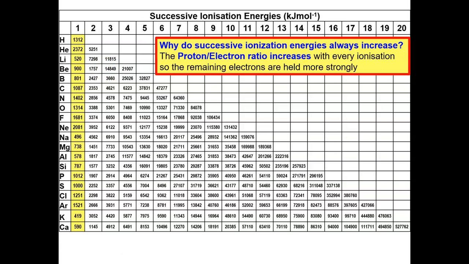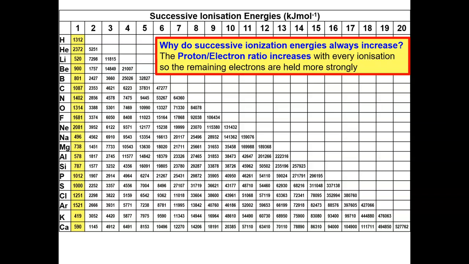Now, if we go to the next group 2 element after beryllium, which of course is magnesium, let's jump down to magnesium and look at its numbers. 738 is less than 900. Remember, first ionization, the ones in the yellow column, decreases down the group because magnesium has more protons, but it also has more electron shielding. And the radius of magnesium is bigger than beryllium, and so the outer electron is attracted less strongly. So ionization decreases.